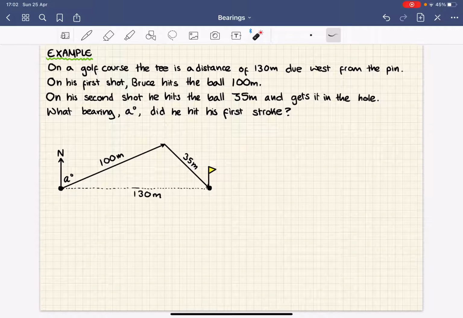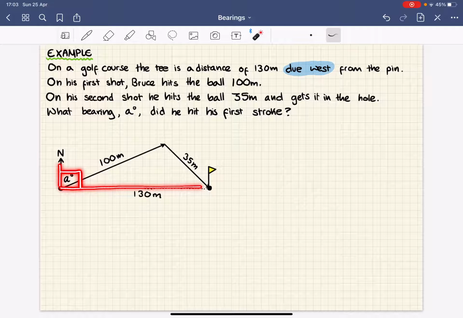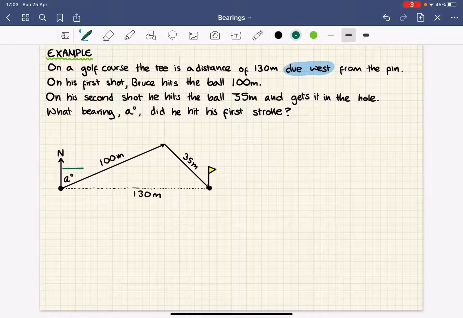Now, to start off with, we've got most of our information in this sort of written part down, but the only thing we haven't got on that diagram, and it's the key thing that's going to help us with this question, is this due west. Whenever you see due west, due east, that is an important bit of information, and that means at this angle here, from my starting point to my end, that's at 90 degrees. That's at a right angle.